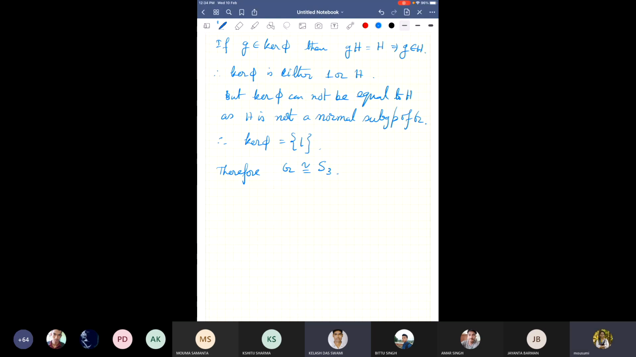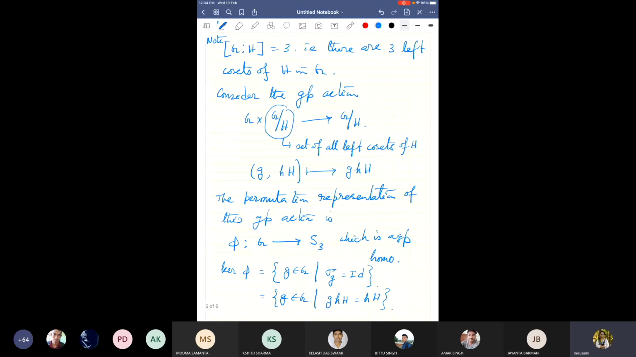Okay. So what I said is that I would like to prove that any non-abelian group of this order is isomorphic to S3. For that reason, I need to define a group homomorphism from G to S3, and I try to show that this group homomorphism is in fact an isomorphism. In order to define a group homomorphism from G to S3, I have used a group action, because I don't know the structure of G. The only information I have is that G is non-abelian.